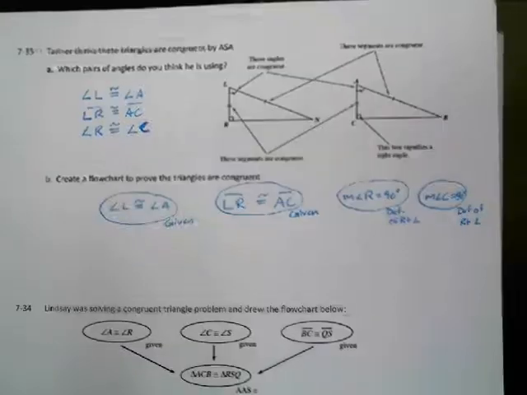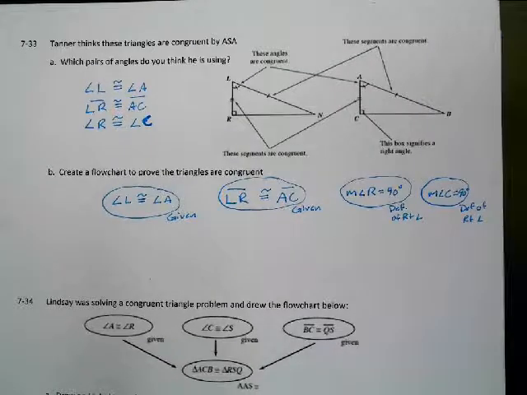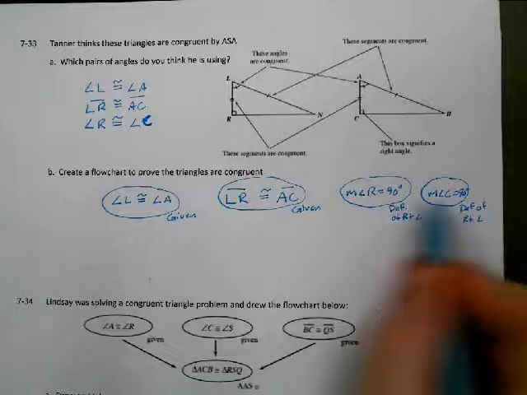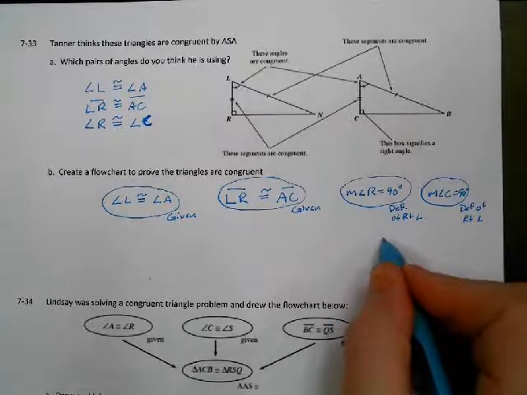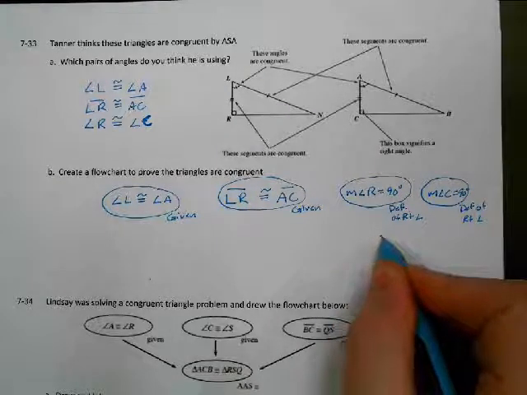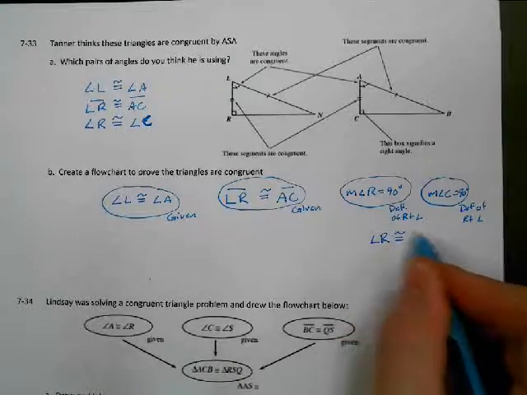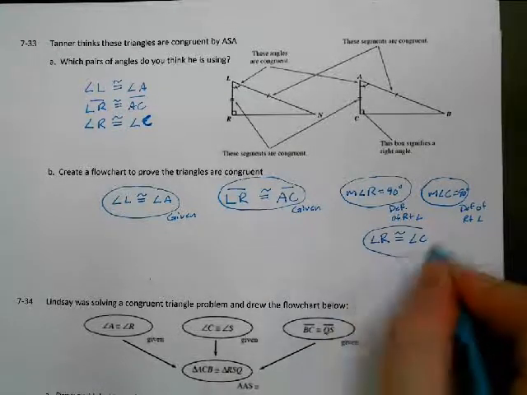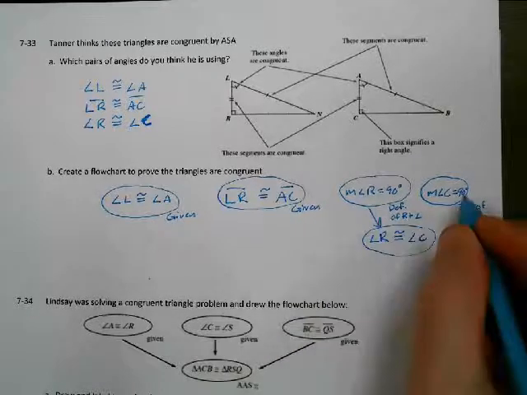All right, so now I've said they both have the same measurement. So now I can say they're congruent to each other. So I can say that angle R is congruent to angle C because I said that one's 90 and that one's 90. That's the definition of congruence.